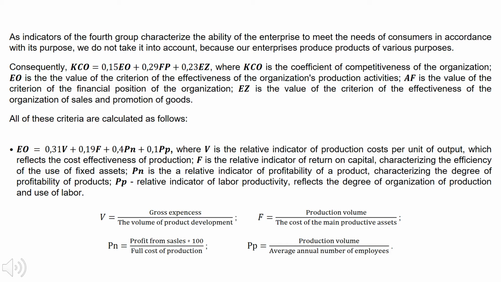PP is a relative indicator of labor productivity, reflects the degree of organization of production and use of labor. V equals gross expenses divided by the volume of product development. F equals production volume divided by the cost of the main productive assets. Pn equals profit from sales multiplied by 100 divided by the full cost of production. PP equals production volume divided by the average annual number of employees.